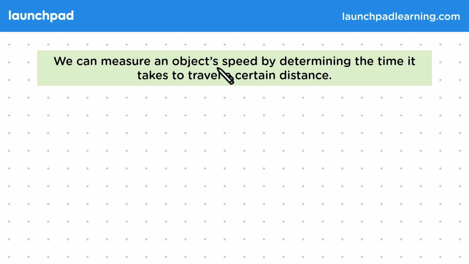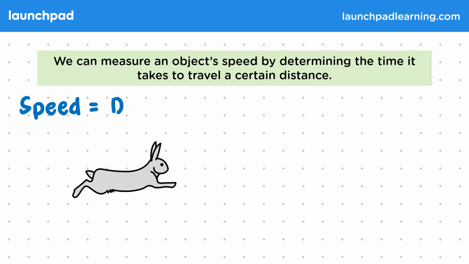We can measure an object's speed by determining the time it takes to travel a certain distance. Remember that speed is the rate at which we travel a distance. For example, we can measure the speed of a rabbit running. In order to calculate the speed, we need to know the distance travelled and the time taken. The speed is then equal to the distance divided by time.